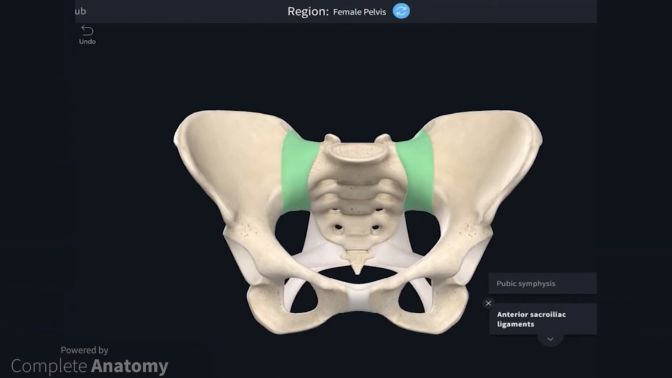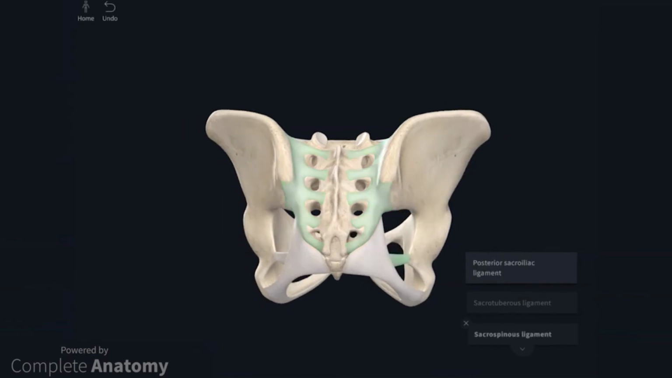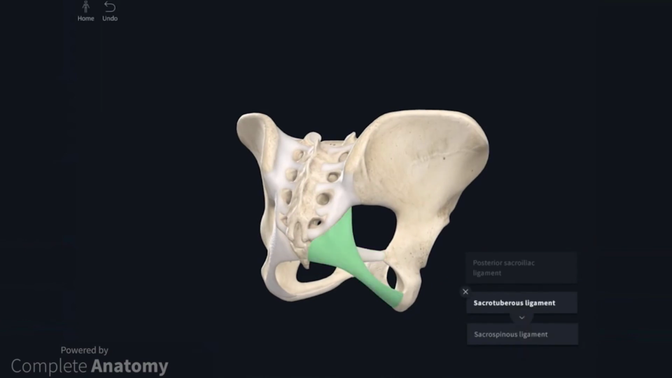Here we can see the anterior sacroiliac ligaments that strengthen the sacroiliac joint anteriorly. The posterior sacroiliac ligaments are also included on the model, which strengthen the sacroiliac joint posteriorly. Other key ligaments include the sacrospinous and sacrotuberous ligaments, which are now on the model. These ligaments close off the sciatic notches, so with the ligaments in place we have the greater and lesser sciatic foramina.